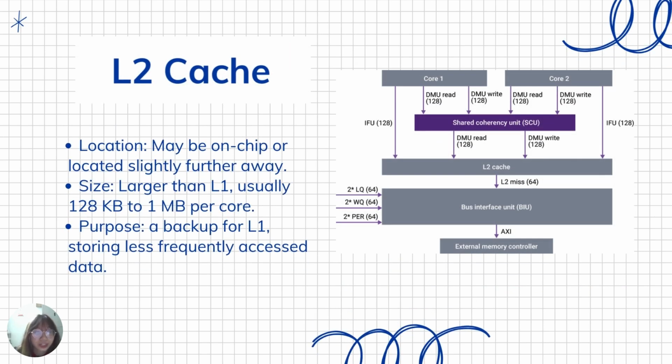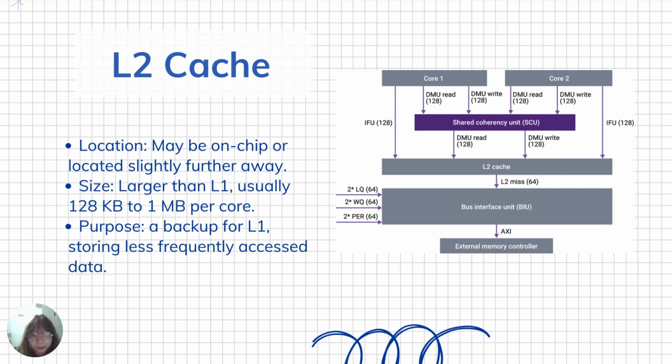The level 2 cache may be on chip or located slightly further away from the level 1 cache, and it has a larger size too, and usually it has 128 kilobytes to 1 megabyte per core. So it's used as a backup for the level 1 cache, storing less frequently accessed data.